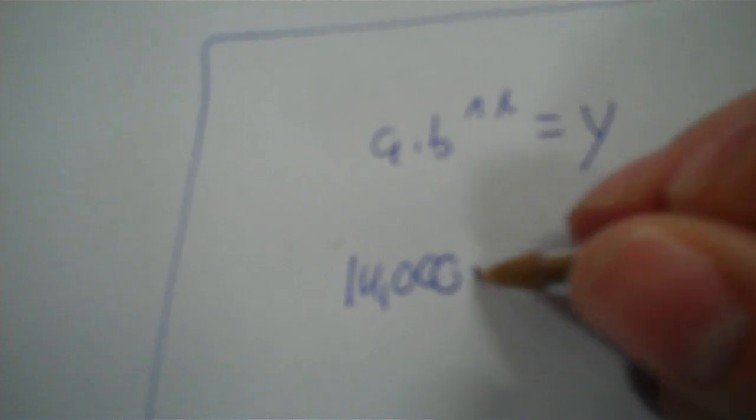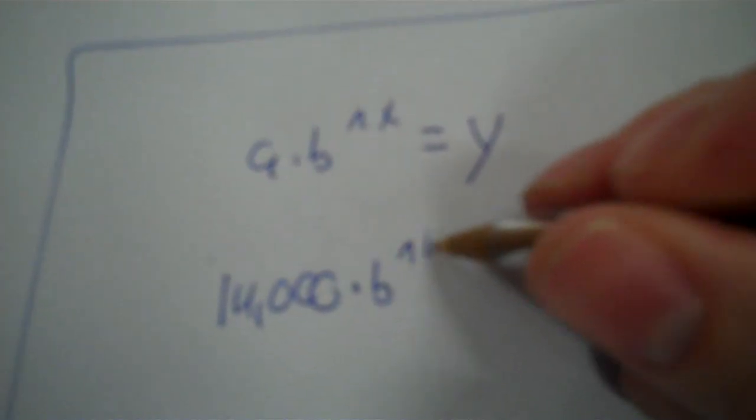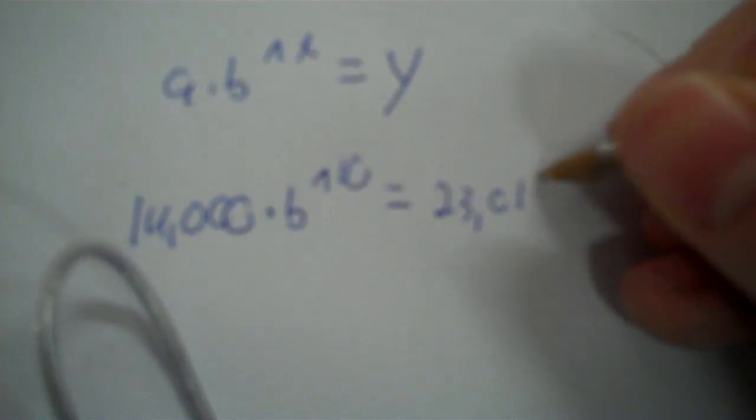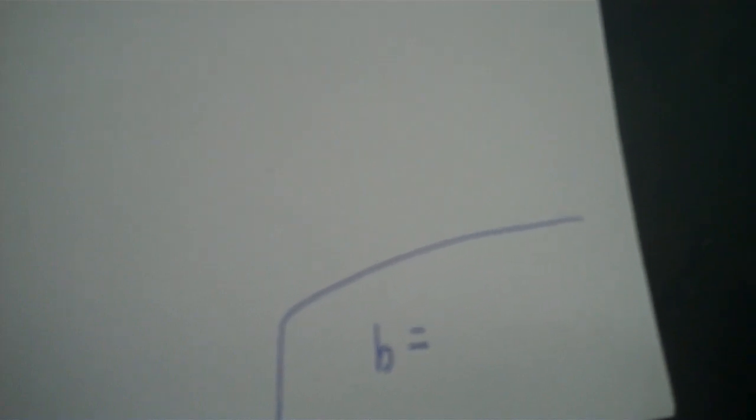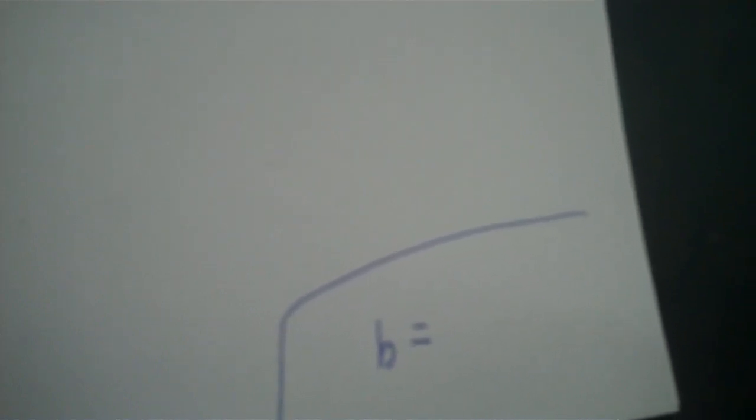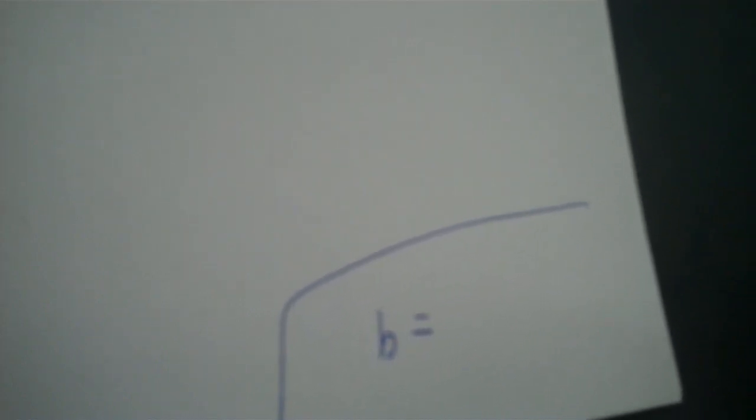I'm going to go 14,000 times B to the power of 10 now, and then 23,011. So I have to solve for B here, okay? B is not a power, okay? It most definitely is not a power. Okay, again, I'll repeat that. B is not a power, so I'm not going to put a parentheses around it, okay?